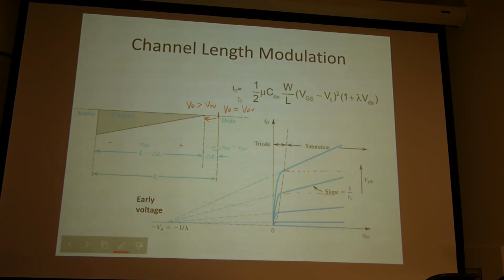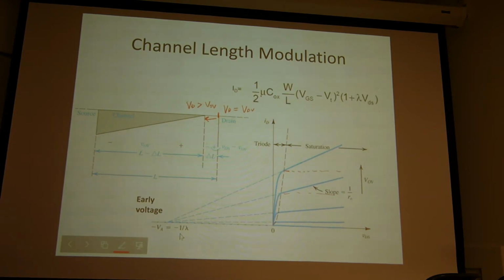So the current will further increase with VDS, and we use lambda as a coefficient to represent this relationship. Here you will see this kind of increase of current even in the saturation region. If you trace back all those curves, which are for different gate voltages, to the negative side, then you get the Early voltage. This Early voltage VA is 1 over lambda.